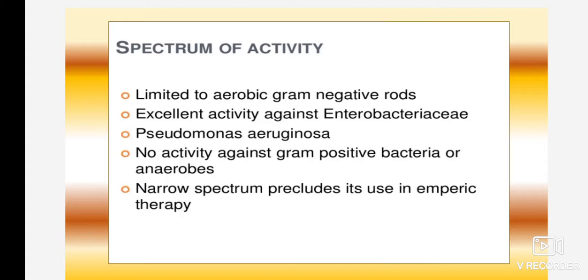So in comparison with aerobes and anaerobes, Aztreonam or monobactams do not have any activity towards the anaerobes. It is only active against aerobes, and mainly gram negative bacteria. If there is an infection due to gram positive bacteria, then the antibiotic will not produce any action. Then the narrow spectrum precludes its use in the empiric therapy.